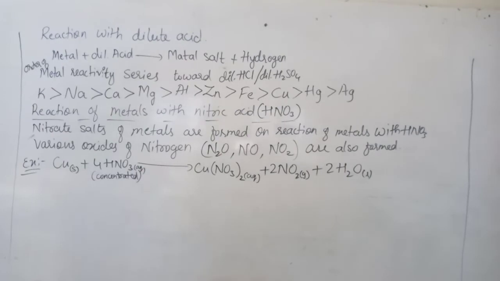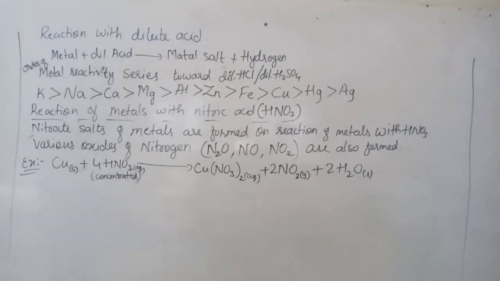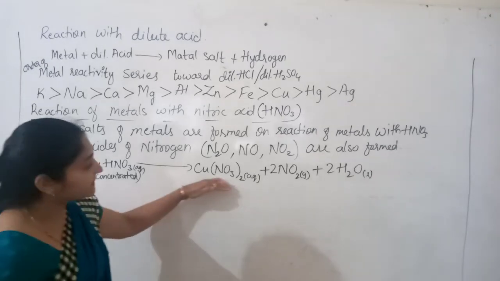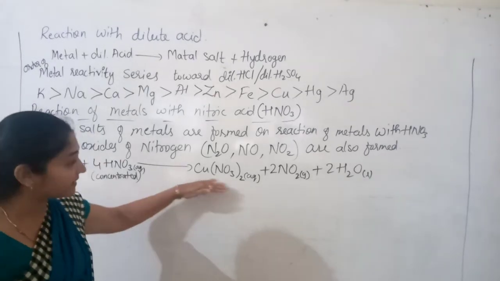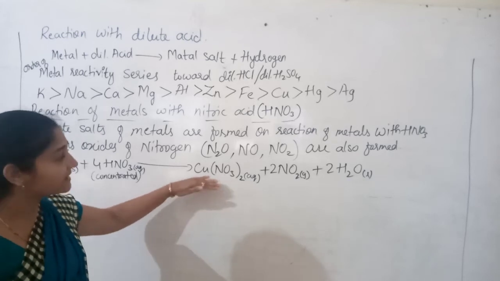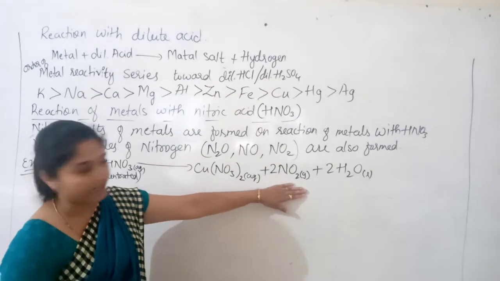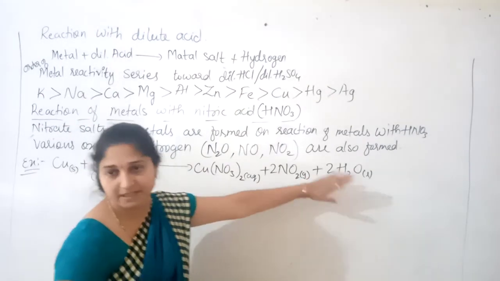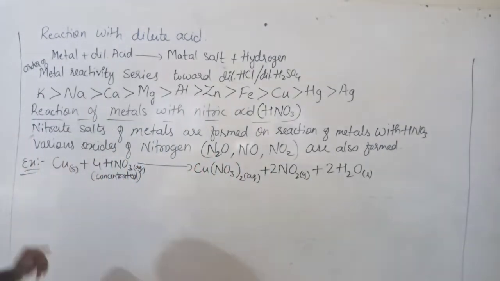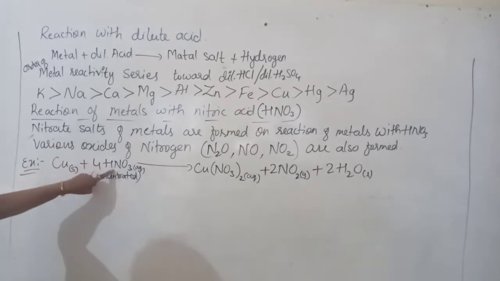This is what happens when copper reacts with concentrated nitric acid. Here metal nitrates are formed. We say that metal nitrate salt plus oxides of nitrogen and water are going to form when metals react with nitric acid.